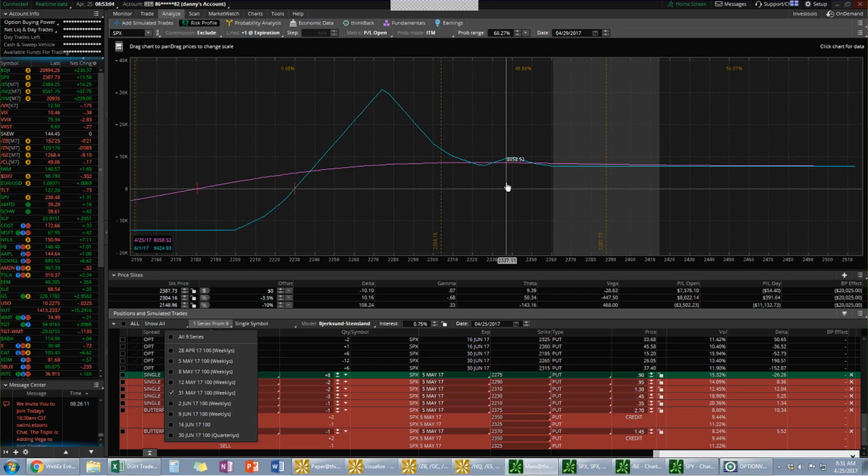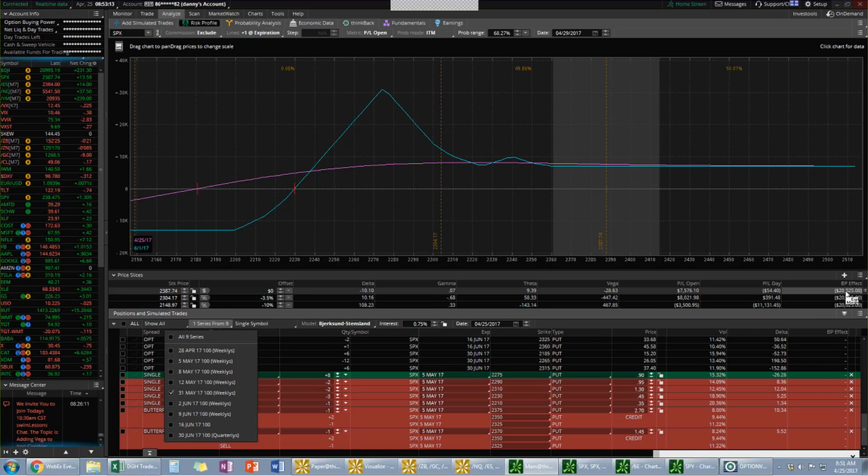It may be a little too late even to add a put credit spread, although that might be doable to bring in a little more money, but this is already using a lot of Reg T margins, so I probably won't do that.